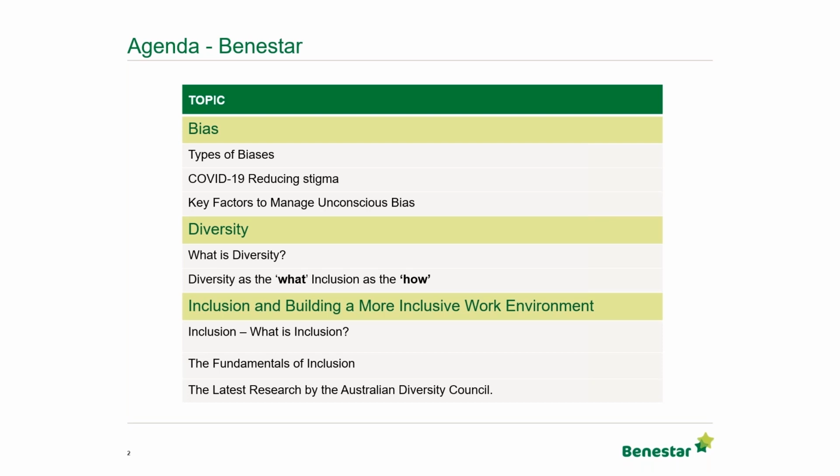I'm just going to start by going over today's topics that we'll be discussing in our agenda. It's going to be broken up into 3 different elements. So we're going to be looking at bias, the types of biases that there are. We're going to be looking at it in the context of the coronavirus and the stigma that a lot of people are experiencing at the moment due to the coronavirus outbreak. We're going to also be looking at how we manage that particular kind of stigma and key factors to managing your unconscious bias.